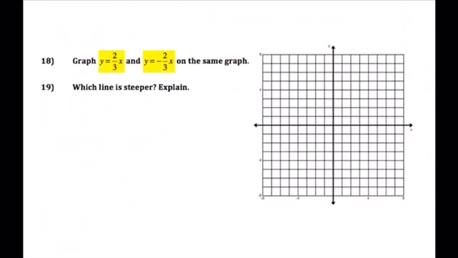Okay, we're going to do these two now before we do one last problem. So graph y equals 2/3 x. So intercept is 0, up 2 and over 3.